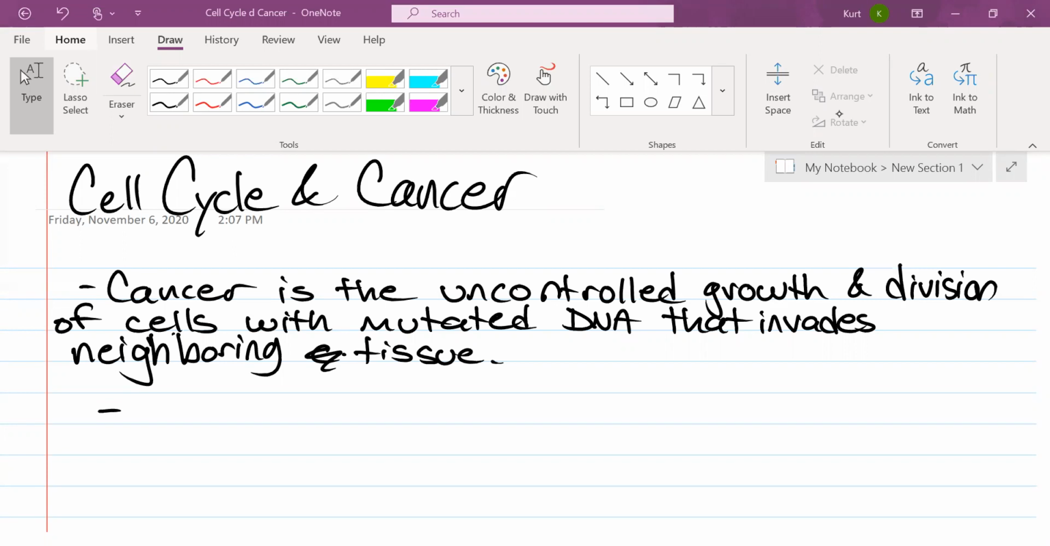We're starting cell cycle in cancer. Cancer is the uncontrolled growth and division of cells with mutated DNA that invades neighboring tissue.